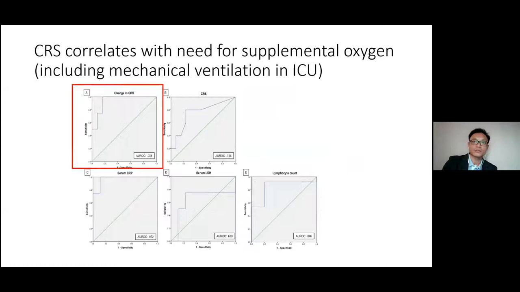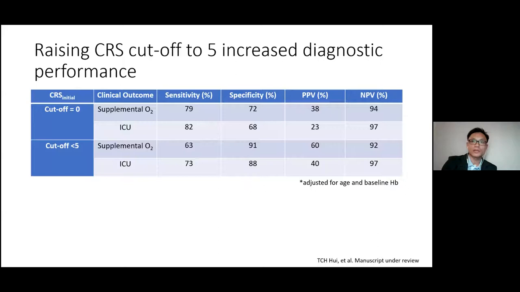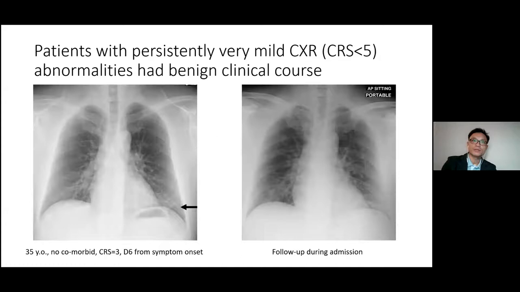That said, not all chest X-ray abnormalities seem to predict for severe disease. By excluding the patients with very mild or equivocal opacities, we found greater positive predictive value with equally high negative predictive value. Here is an example of a patient who presented with very mild opacities in the left lower zone and who remains stable without the need for oxygen, even with very mild persistent opacities on follow-up.